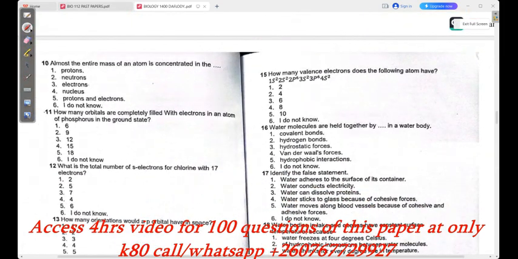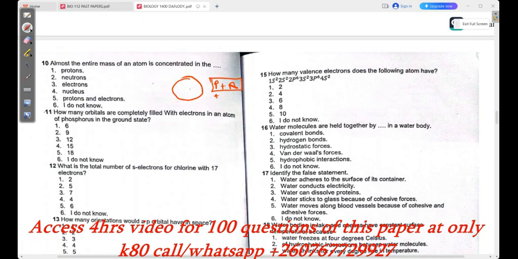10. Almost the entire mass of an atom is concentrated in the... So, the mass of an atom, what makes up the mass of the atom, is the number of protons plus neutrons. So, where do we find these? Protons are positively charged. Neutrons do not have a charge. So when you add these two, these are what are going to give you what? The mass number of an atom.